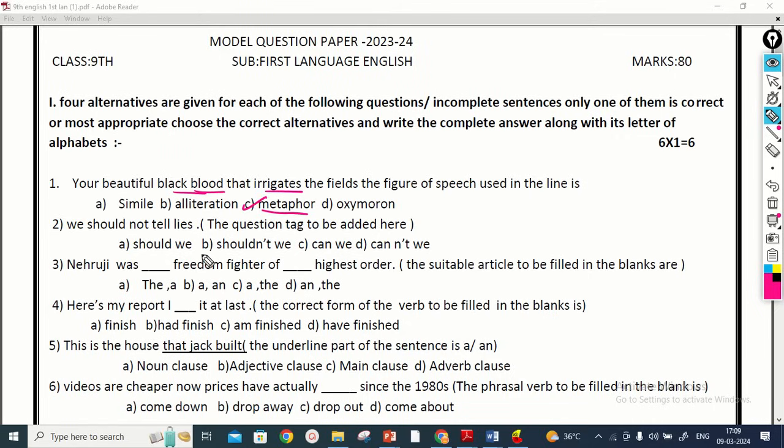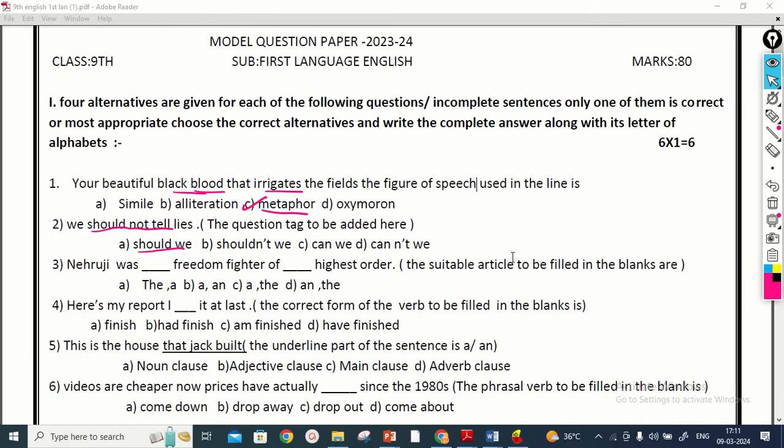We should not tell lies. The question tag to be added here is: the sentence is a negative sentence, so we have to use only should we. So this is the question tag. Here the correct question tag is should we.